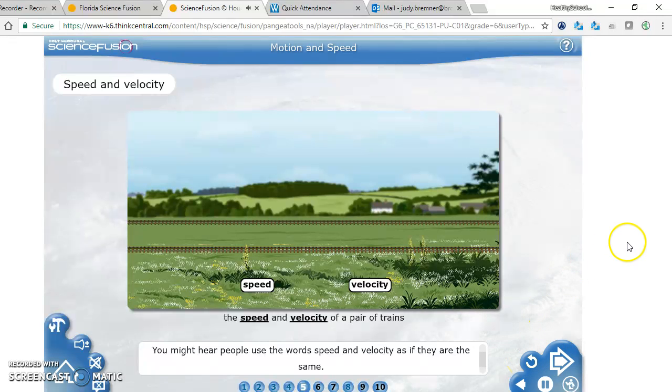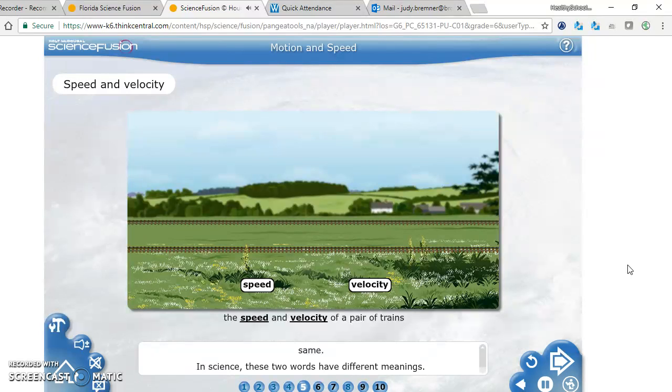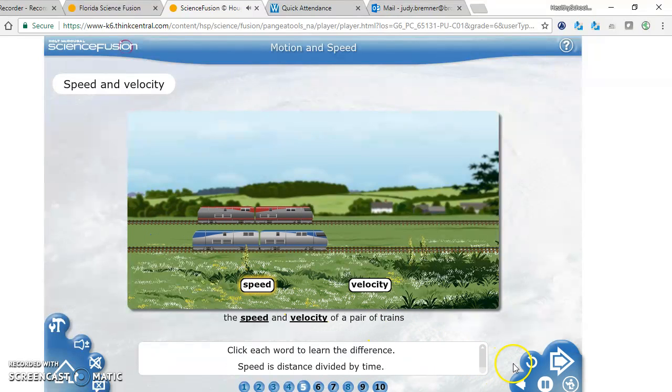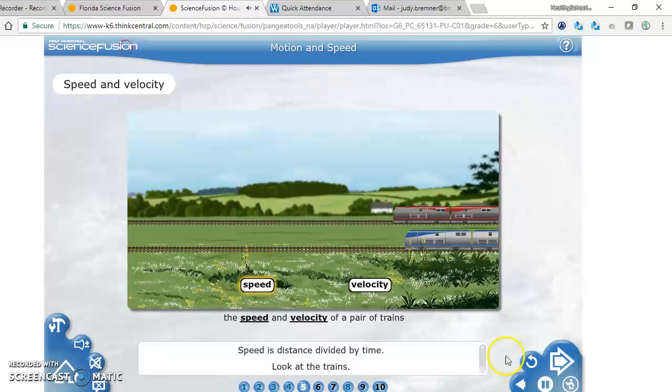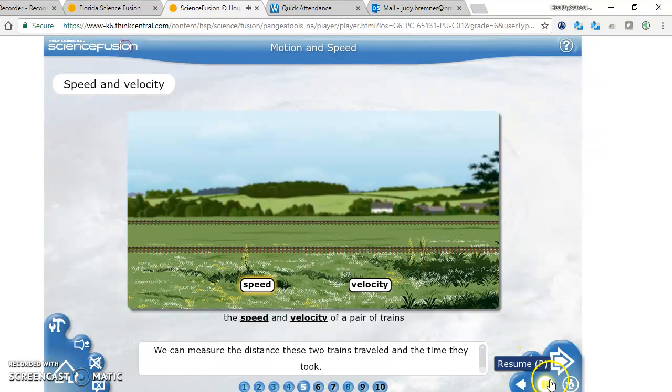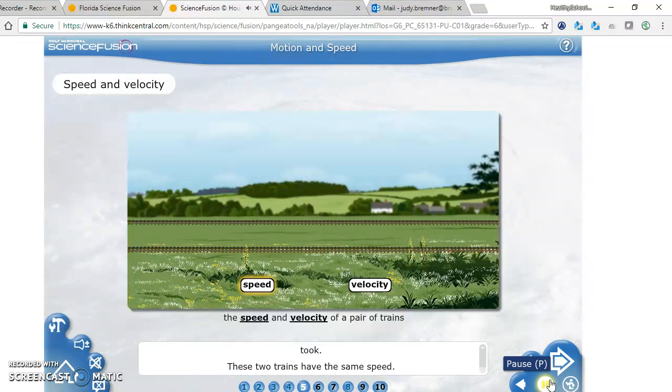You might hear people use the words speed and velocity as if they are the same. In science, these words have different meanings. Click each word to learn the difference. Speed is distance divided by time. Look at the trains. We can measure the distance the two trains traveled and the time they took. The two trains have the same speed.